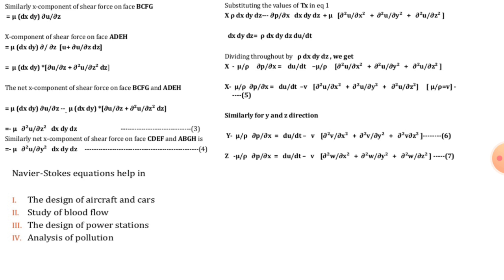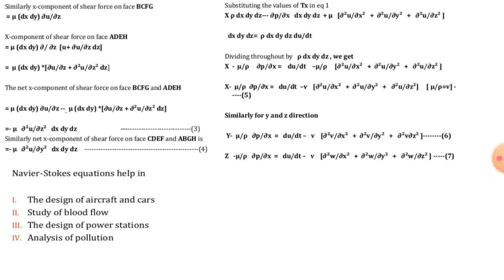Substituting the value of Tx in equation 1, we get the equation equal to ρ dx dy dz du/dt. Dividing throughout by ρ dx dy dz, we get X − (1/ρ) ∂P/∂x = du/dt − ν (∂²u/∂x² + ∂²u/∂y² + ∂²u/∂z²). So note that μ/ρ is equal to ν.